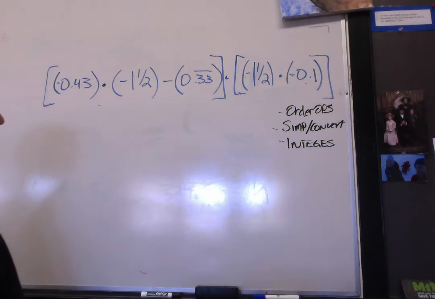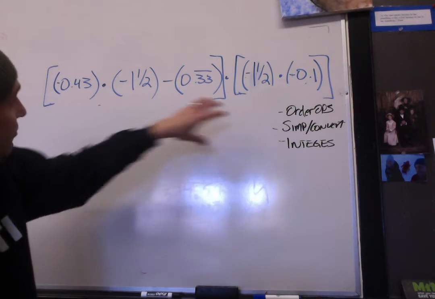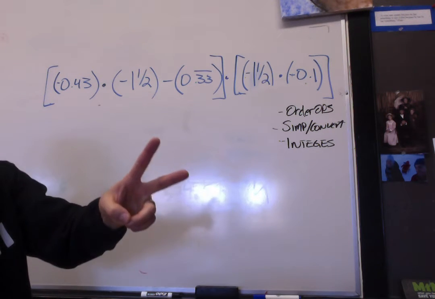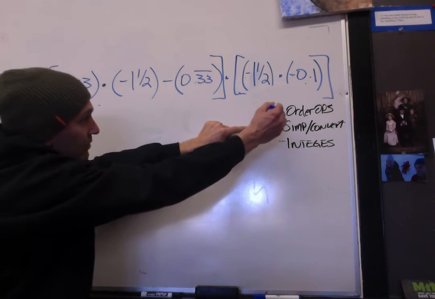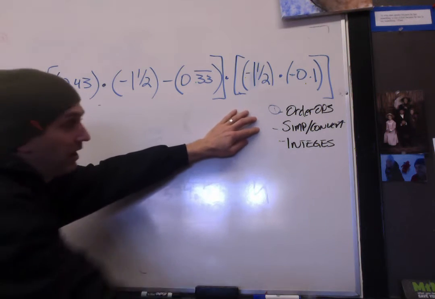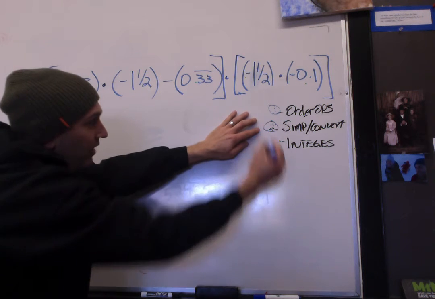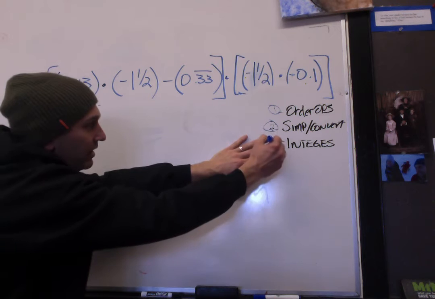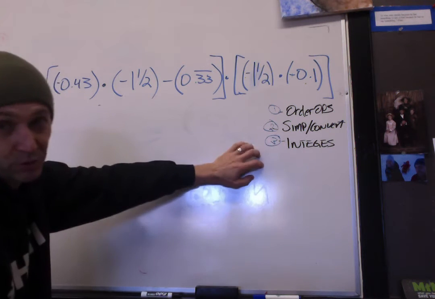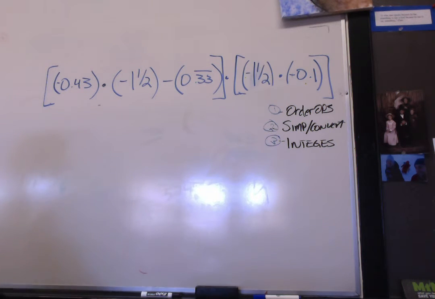So when we have a mix of fractions and decimals, we're only ever working on two numbers at a time. Always start with order of ops, that's going to determine what two numbers. After that, do you need to simplify, convert, anything like that before you move on? Third one is integers. Make sure you're doing the right rules for the positives and negatives. Right, let's start with this.